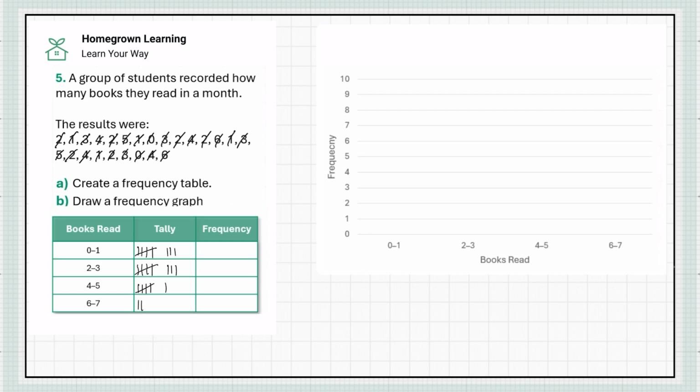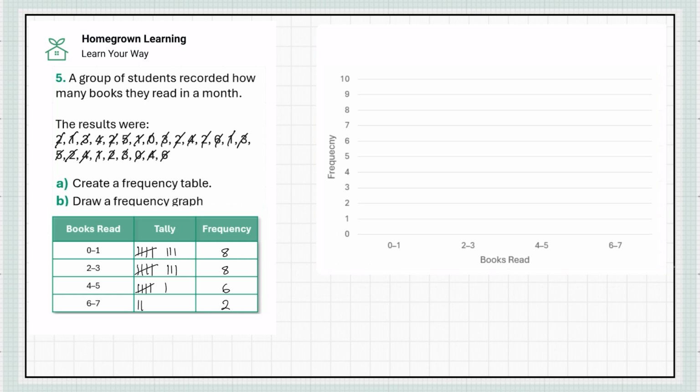So this shape here with a line through it obviously equals 5, and then 6, 7, and 8. The same for 2 to 3, 6 for 4 to 5, and 2 for our 6 to 7. That's our table done. Now we're going to create our histogram.